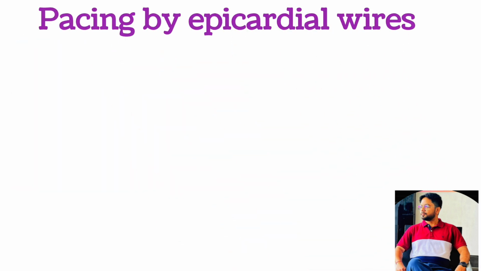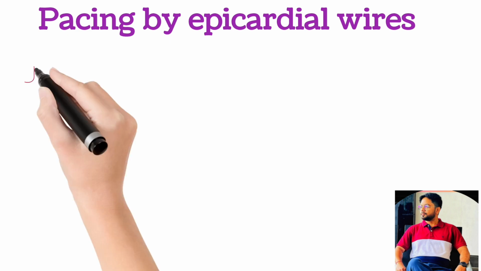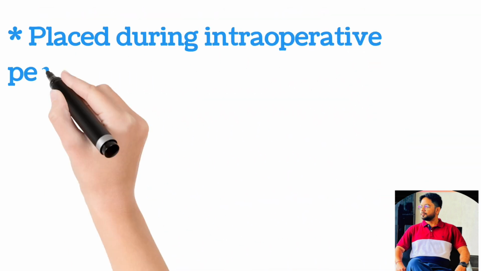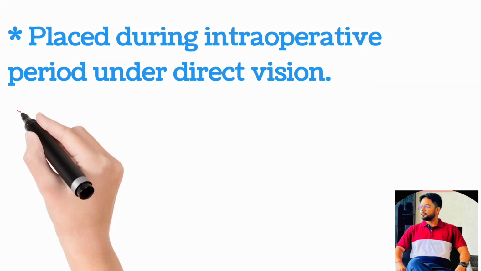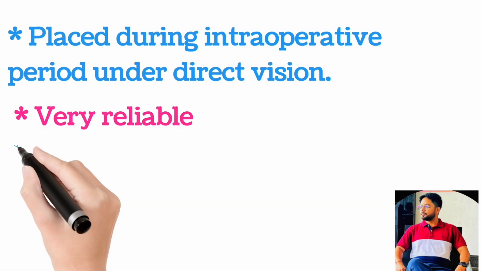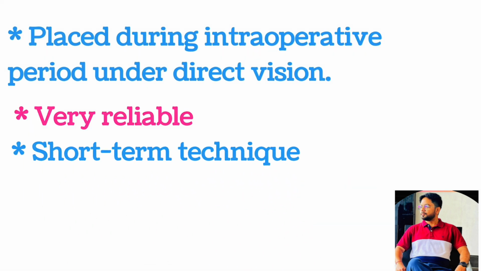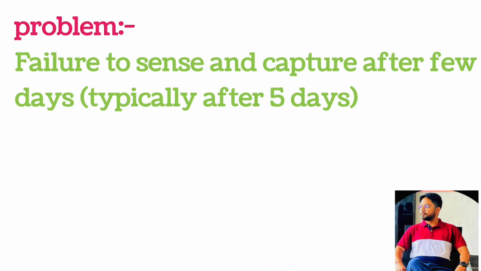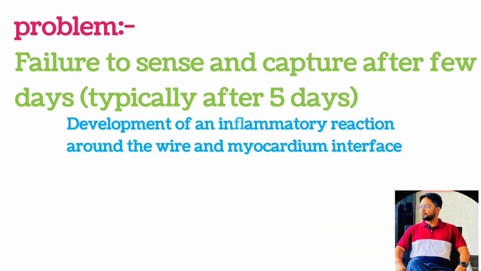Pacing by epicardial wires. This is a commonly practiced technique for intraoperative and postoperative management of arrhythmias associated with cardiac surgery. The epicardial wires are placed during the intraoperative period under direct vision. This is a very reliable short-term technique where the atrium and/or ventricles can be paced. Development of inflammatory reaction around the wire and myocardial interface, and failure to sense and capture after a few days, typically after 5 days, are major problems associated with this technique.